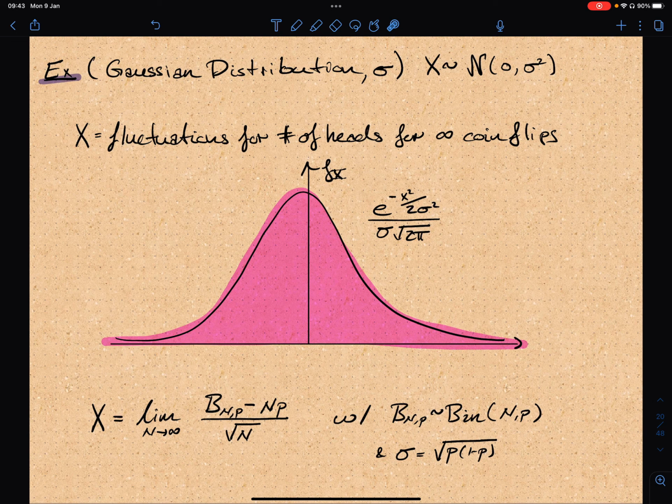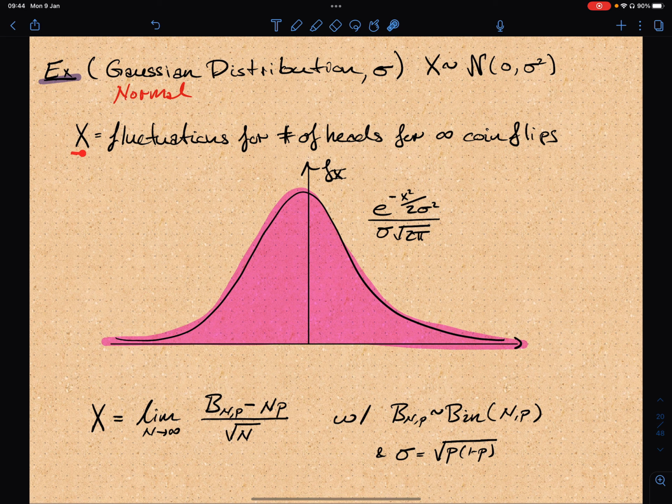Now, this last distribution, x, has a Gaussian distribution. Also, people call it the normal distribution. It is ubiquitous to probability theory. It appears everywhere. And here, I'm just keeping one parameter. You can add another parameter, which is the center of it. But here, we'll just add the sigma.